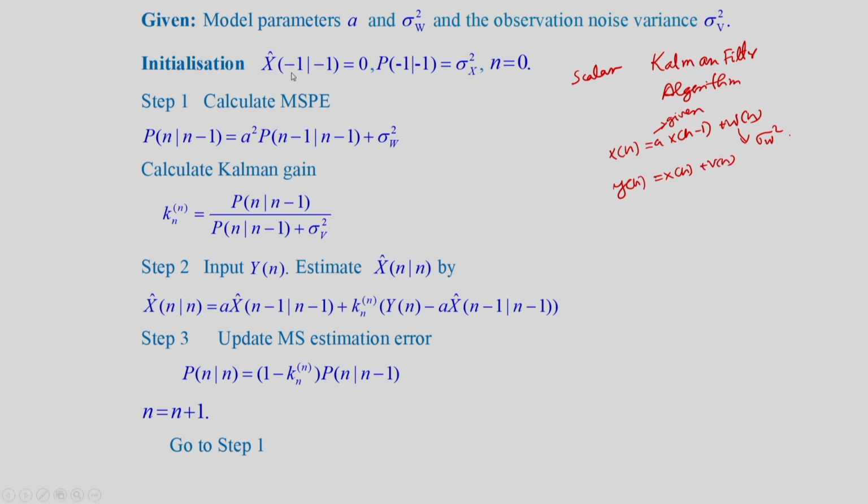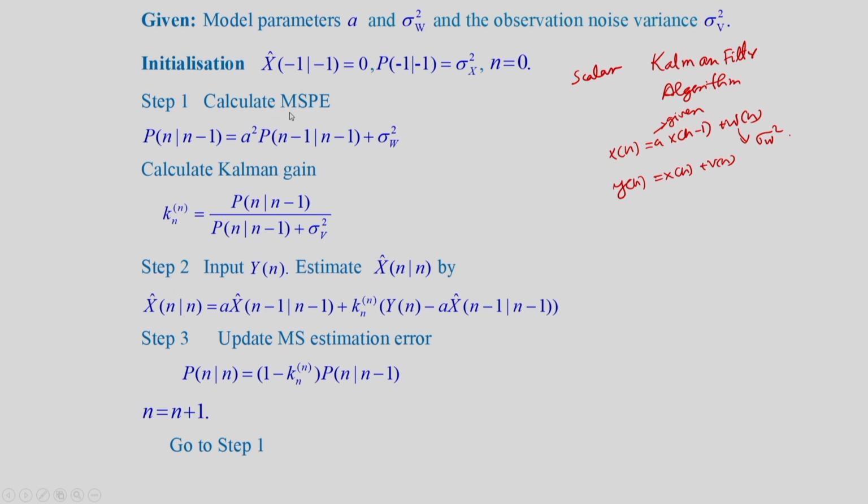So that way x hat(-1|-1) is equal to 0 because we do not use any estimated value. Under that situation, that is the mean square prediction error, P(-1|-1) will be equal to sigma_x squared, the variance of the signal, and we can use any positive number here. We start with n = 0.